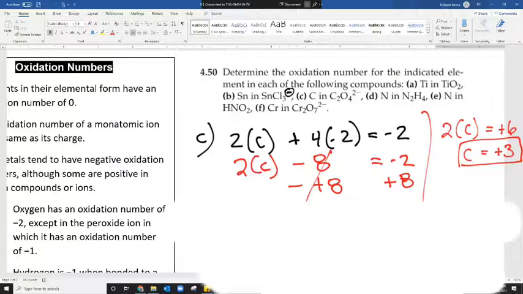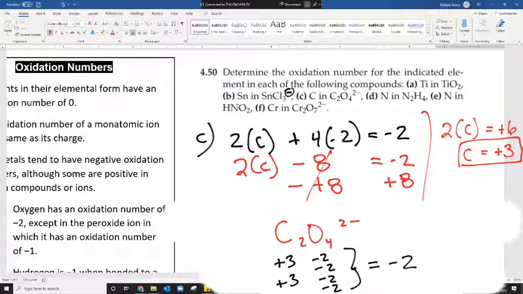So the way you could actually see that, going back to the actual chemistry, not just the algebra here, C2O4 2-. We've got 2 of the positive 3s. We've got 4 negative 2s from all the oxygens. Put all those numbers together, they add up to negative 2. That is the charge of the overall polyatomic ion.